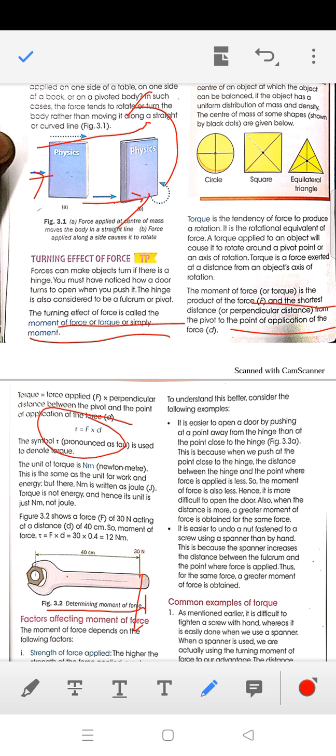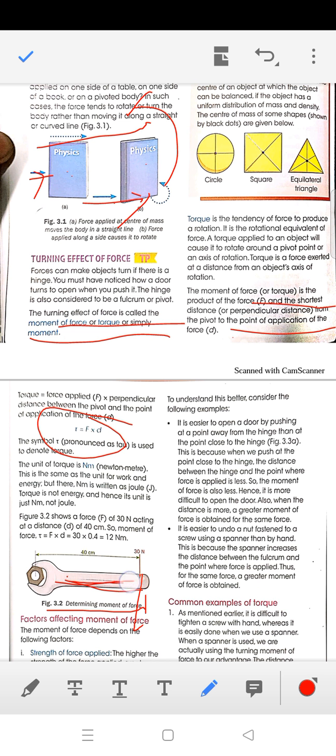That is why we always apply forces at the corner, at the end. Because torque is what? Force into distance. If distance is increased, if distance is large, then we have to apply less force. So that is the reason if we want to open a big nut, then we take the big spanner. Why? That big spanner will provide large distance, which will produce the same torque by applying less force.